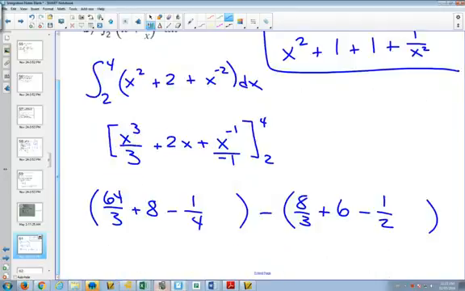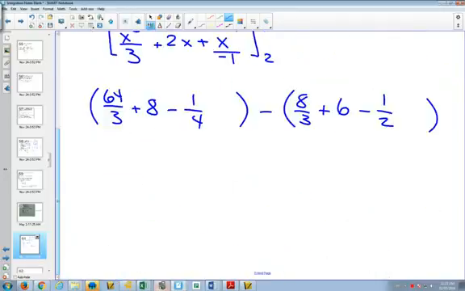Now if this was not a calculator question, what I would do as far as the math goes, before combining all my like terms inside the brackets and getting a common denominator, I might take the time to put the 64 over 3 and the 8 over 3 together. The 8 minus 6 is going to give us plus 2. The negative 1/4 plus a half will be plus a quarter, because the half is 2 over 4.